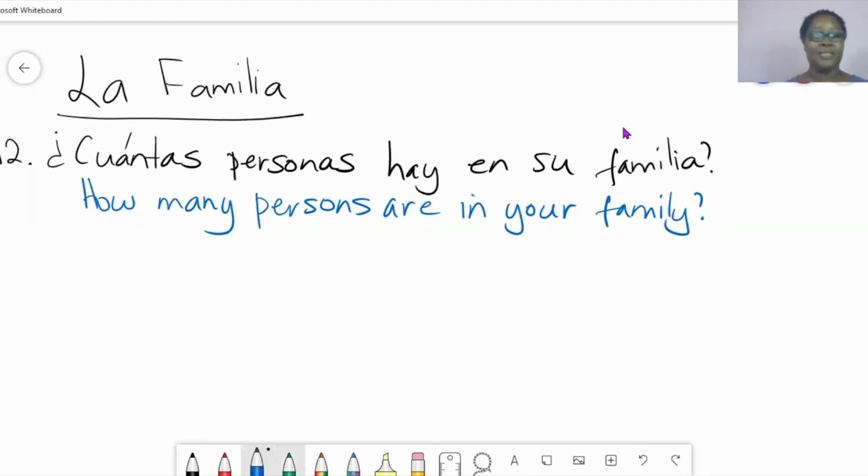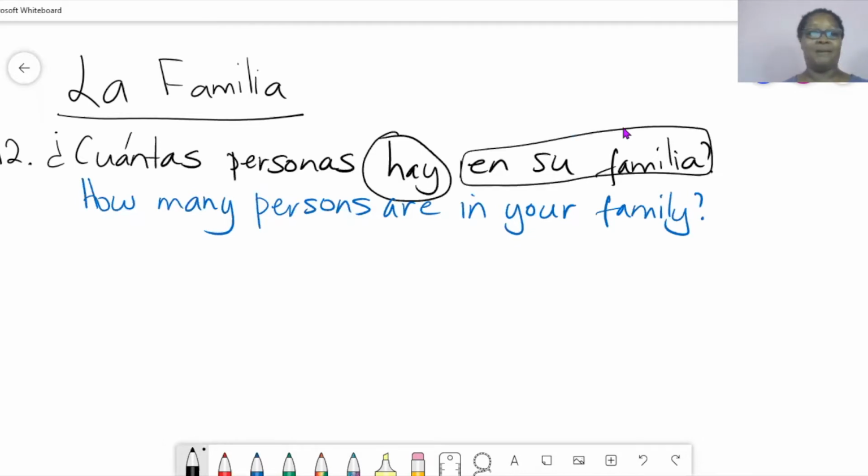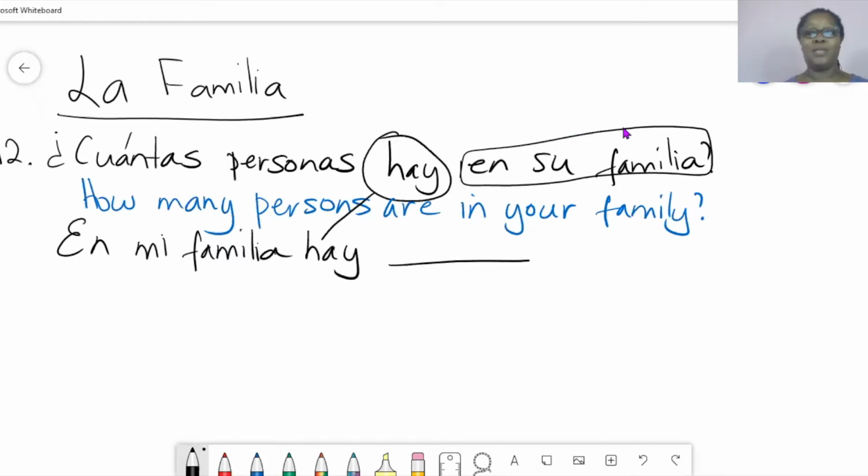The only difficulty is if you don't recognize what the verb is in this sentence. And strange enough, there's your verb, hay. So how many persons are in your family? Your family. We're going to respond, of course, by saying my family, in my family. So, as we have been doing, we pick up the structure down here in our response. En mi familia, then we drop our verb hay, and here we insert a number and we round it off with personas. That's all there is to it.